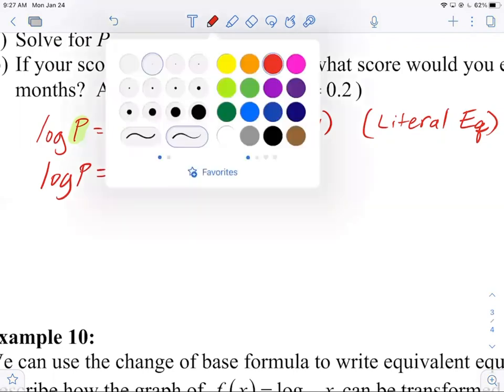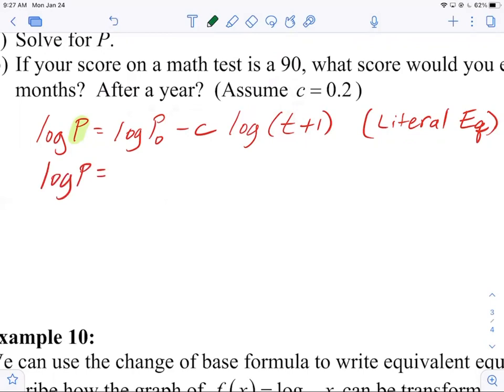Now remember, to condense, the coefficients have to be 1 or -1. Am I at that point? I have a 1 in front of the first term, but I have a C in front of the second term. How do I get rid of the C? Well, the negative's fine because I can condense and divide. But what do I have to do with that C? There you go. Property 3, I need to bring it on up, right? So this becomes log base 10 of P sub O minus log base 10 of T plus 1, all to the power of C, right? Very good, Daniel.